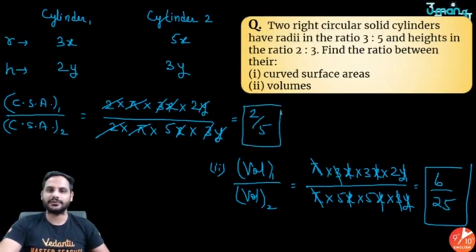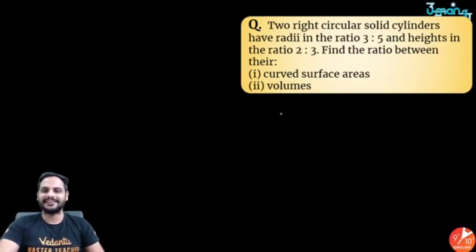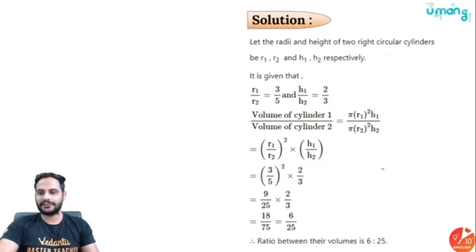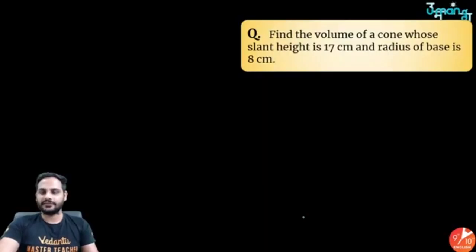Ratio of CSA is 2:5. As simple as that. Got it? So this is how easily we can get the answer. CSA are in the ratio 2:5 and the volumes are in the ratio 6:25. Let's go for the next question, beta.